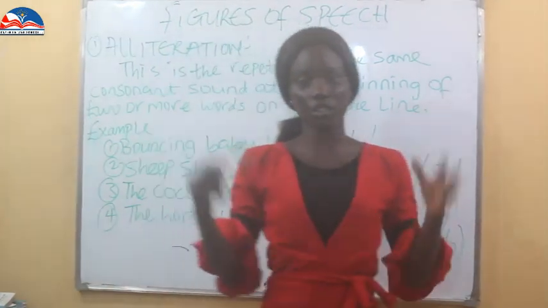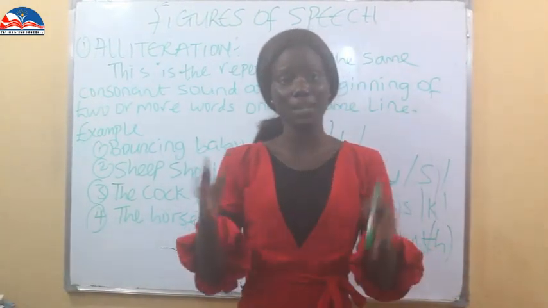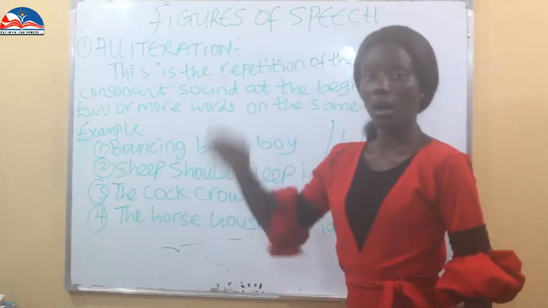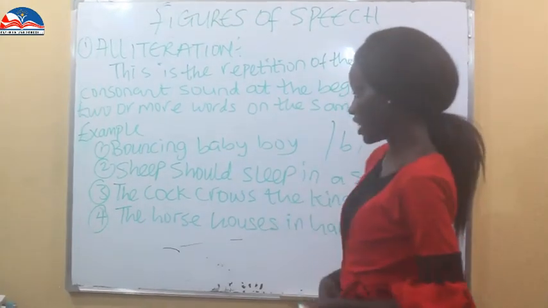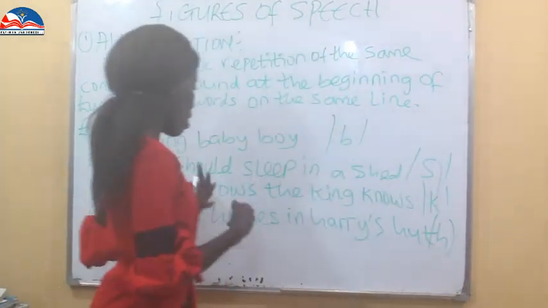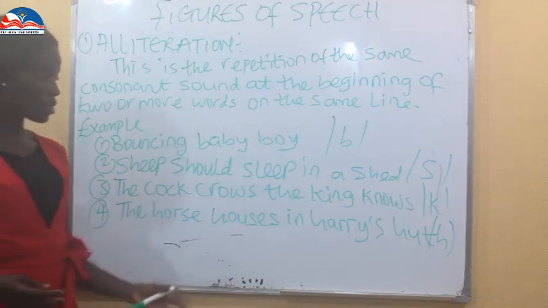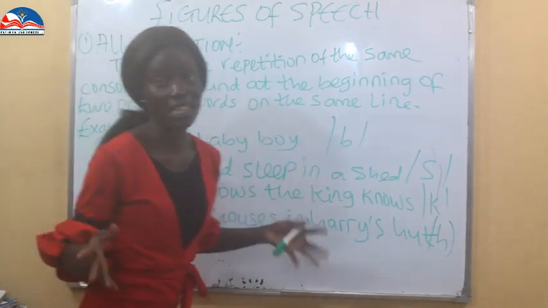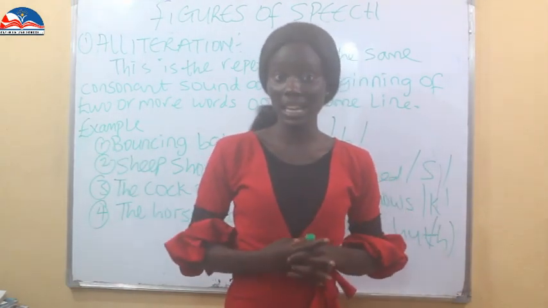So alliteration deals with repetition of the same consonant sound at the beginning of two or more words in the same line. And I've given you an example. Bouncing baby boy. Sheep should sleep in a shed. The cock crows, the king knows. The horse houses in Harry's hut. They are all examples of what? Alliteration.